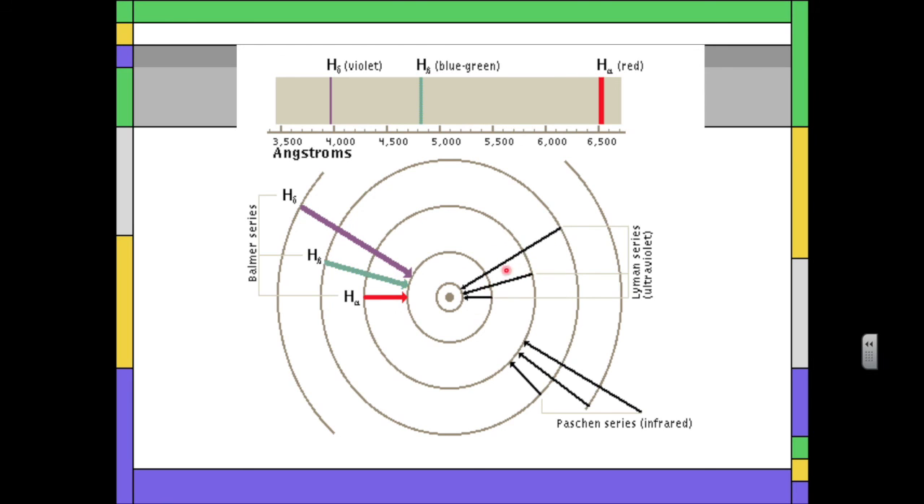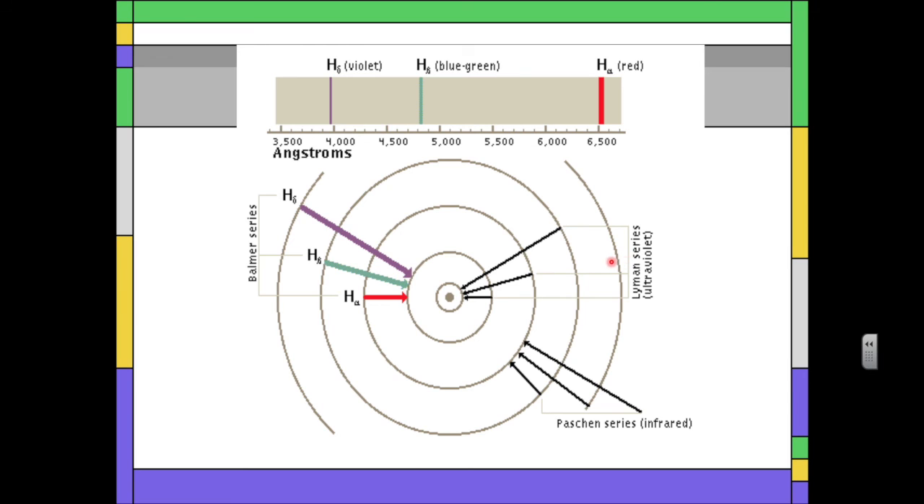They are quantized values. So here, we end up coming up with 3 series. This is the Lyman series, where there are jumps from any level down to the first energy level, which is this one. And then we have the Balmer series, which are jumps from any excited state down to the second energy level, right here. And then the Paschen series, which is any jumps down to the third energy level.